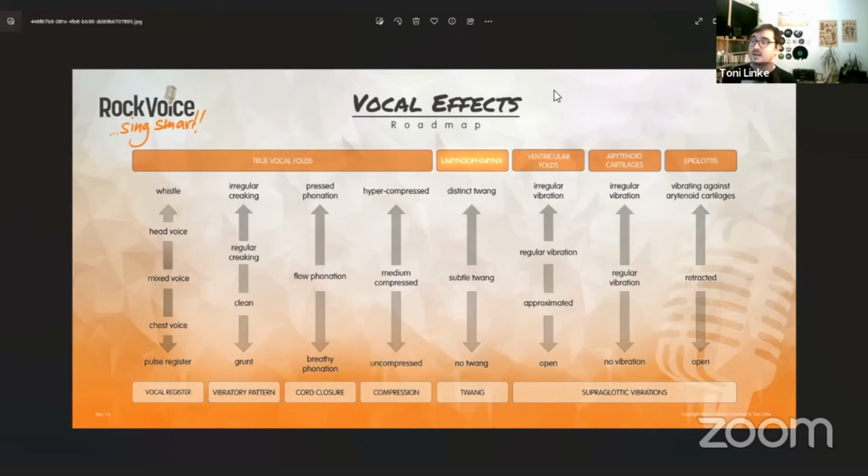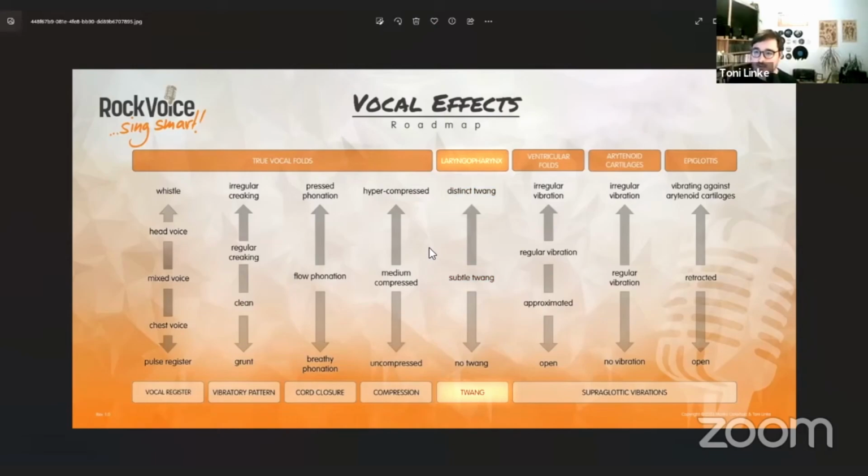Let's go to the laryngopharynx. And this is kind of a messy term because of course it exists, but it's quite a big space. And we're not really going into detail about what exact part we mean because there's different possibilities. As Marcos mentioned before, people don't really agree on what exactly twang is. Basically, we're going to talk about twang as a nasty sound. If I have no twang, my laryngopharynx is less constricted. We could have subtle twang or distinct twang.